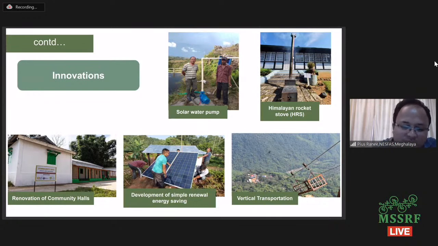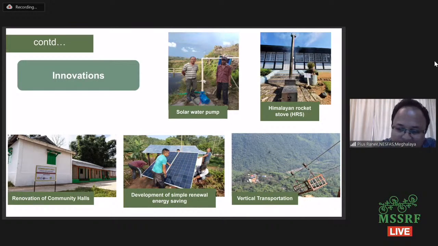I can tell you that, especially in the border area, a lot of villages don't have electricity. In the place where I come from, during winter, the temperature sometimes drops from 6 degrees to even minus degrees. So during winter, it becomes very, very cold. We introduced this Himalayan rocket stove to warm up the places. It has also got a lot of positive response from the committee.